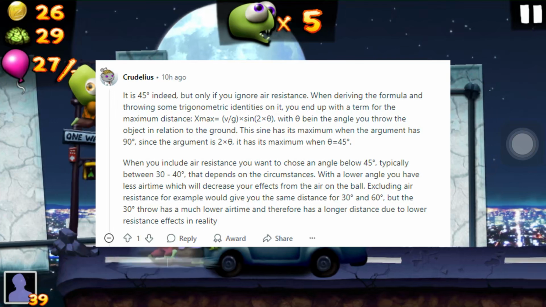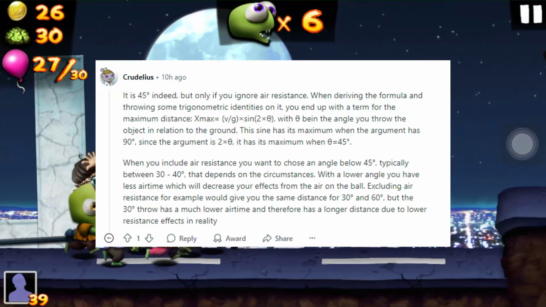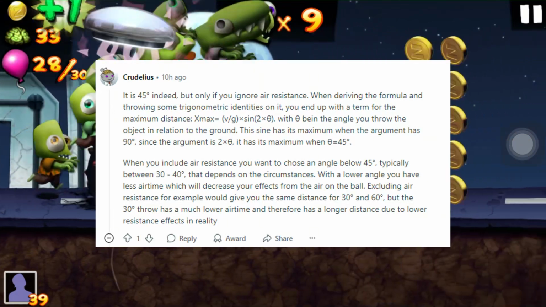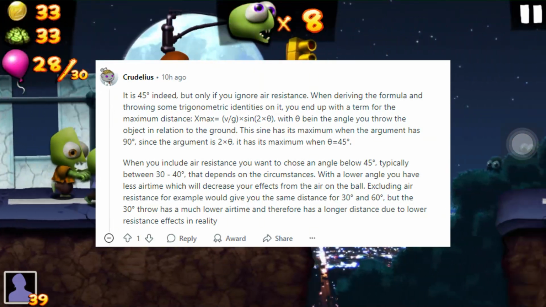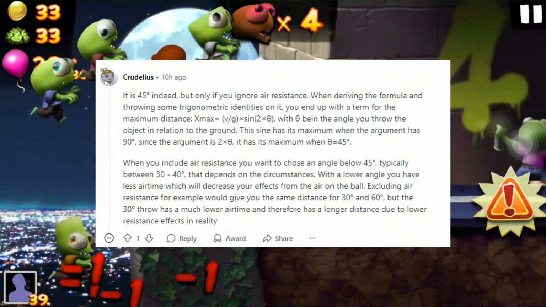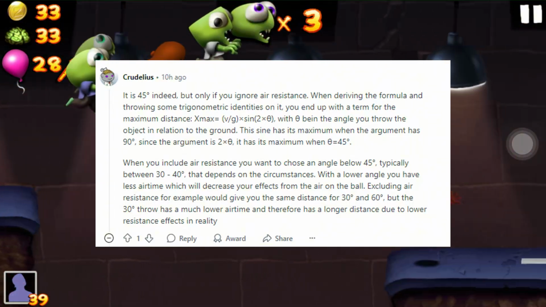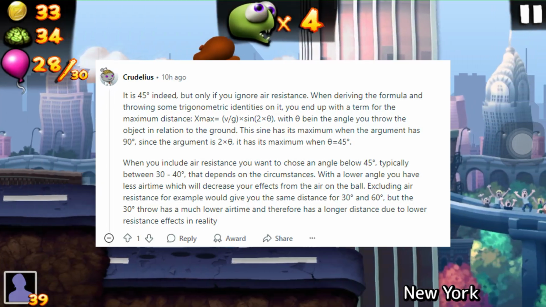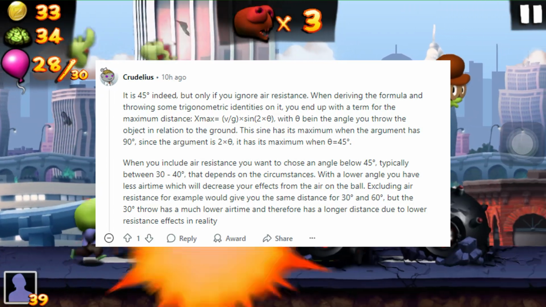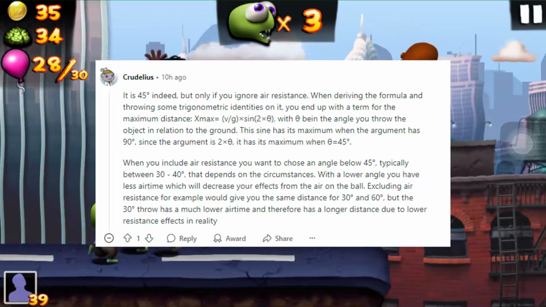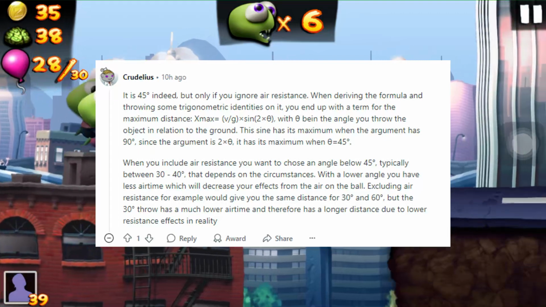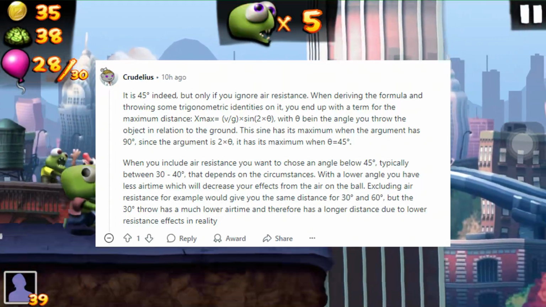When you include air resistance, you want to choose an angle below 45 degrees, typically between 30 to 40 degrees. That depends on the circumstances. With a lower angle you have less airtime, which will decrease the effects of the air on the ball. Excluding air resistance, for example, would give you the same distance for 30 degrees and 60 degrees, but the 30 degree throw has a much lower airtime, and therefore has a longer distance due to lower resistance effects in reality.